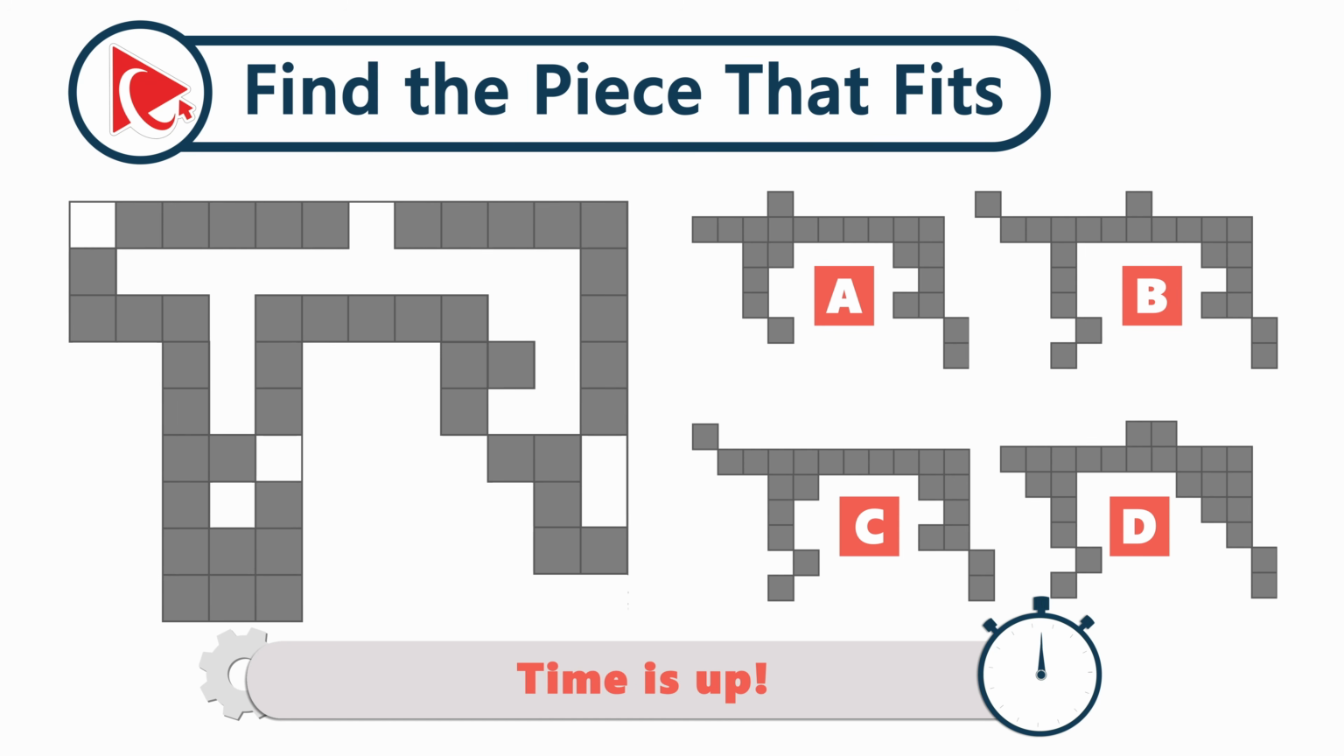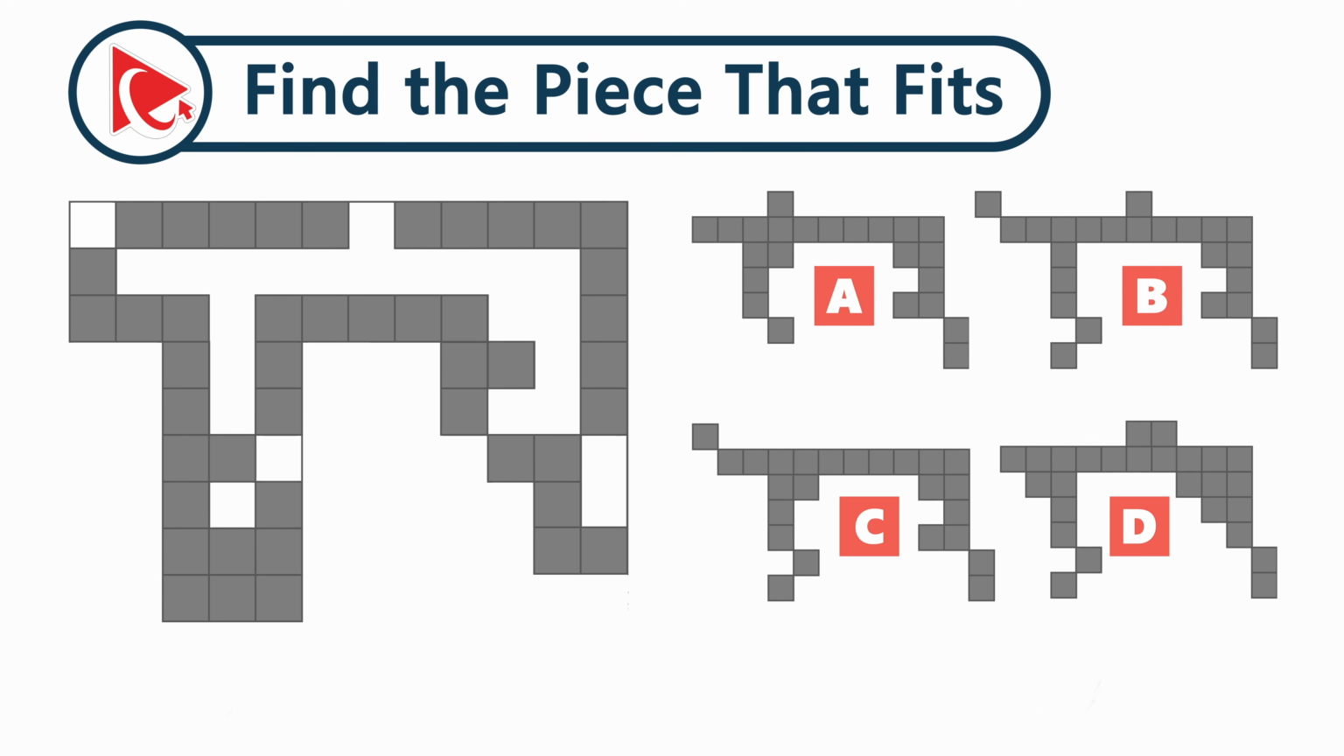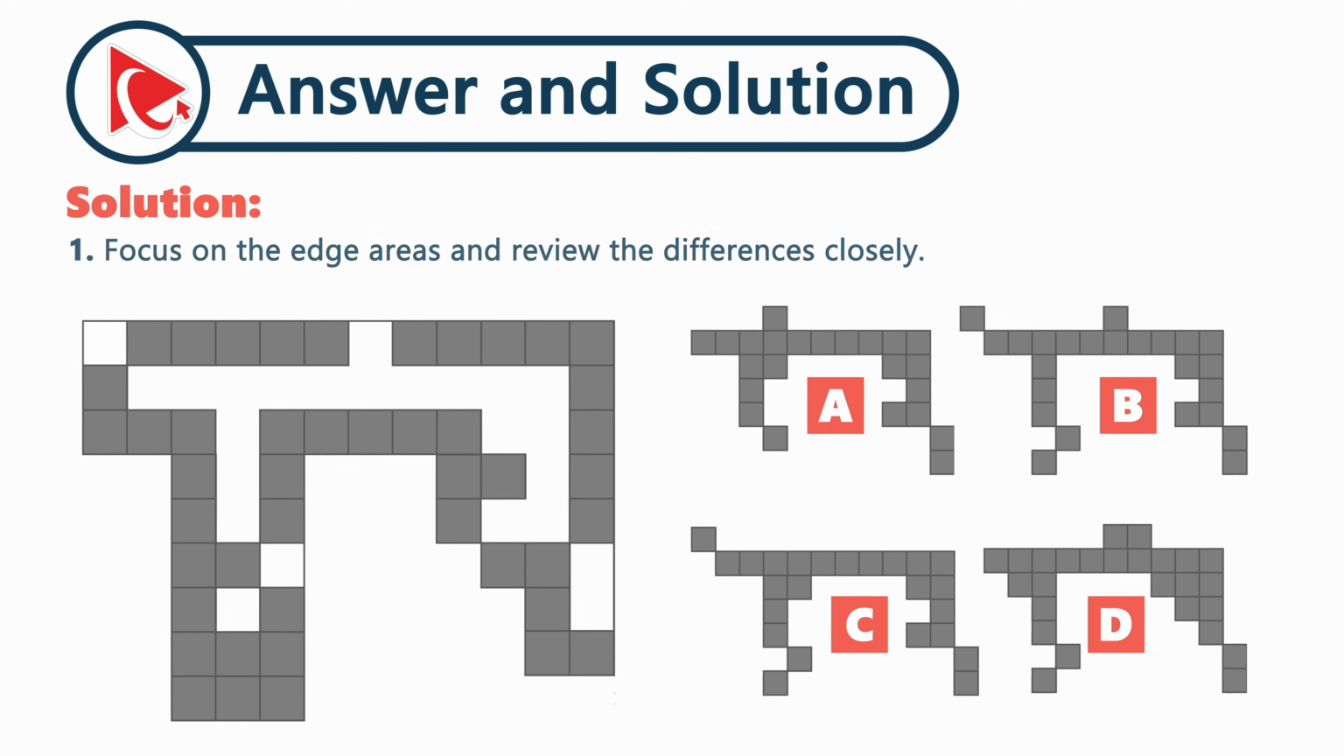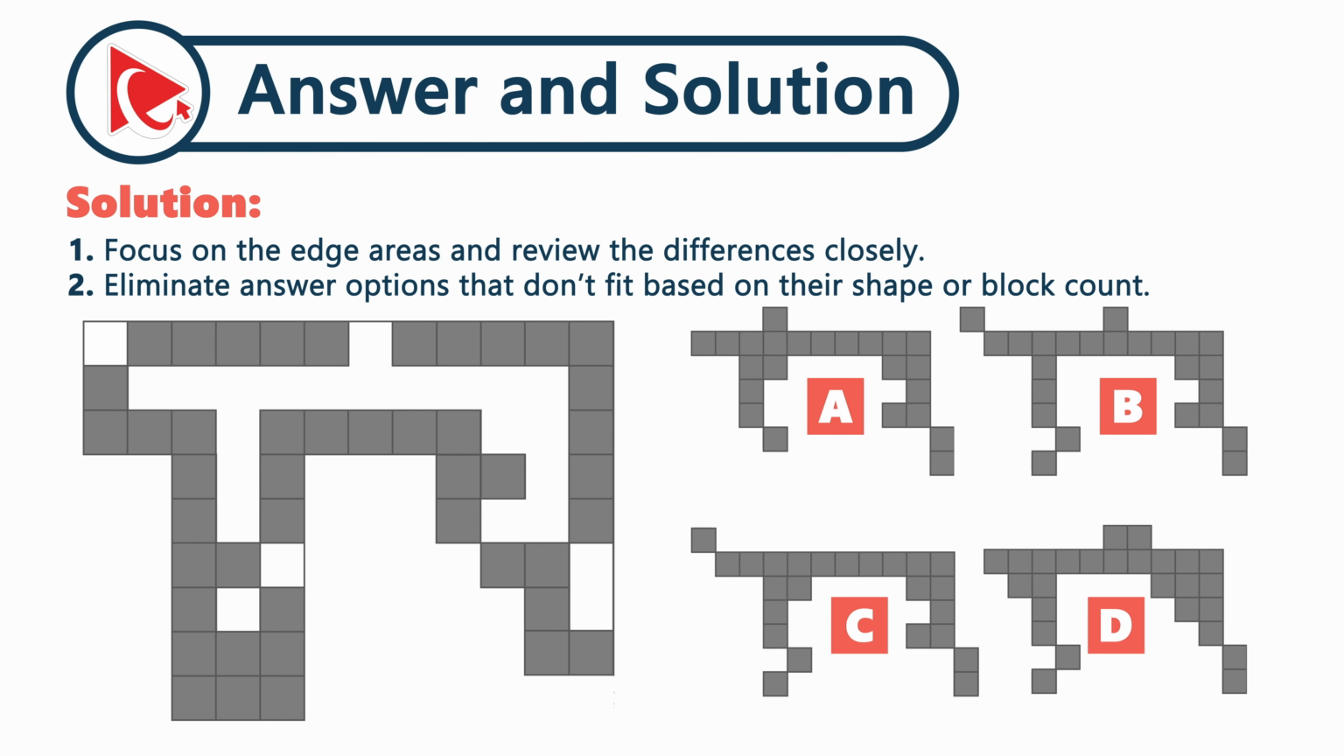Time's up. Do you have your answer ready? I hope so, because the solution here is not very difficult. In fact, to solve it, we need to do 2 things. We need to focus on the edge areas and review the differences closely. And in the second step, we need to eliminate answer options that don't fit based on their shape and block count.